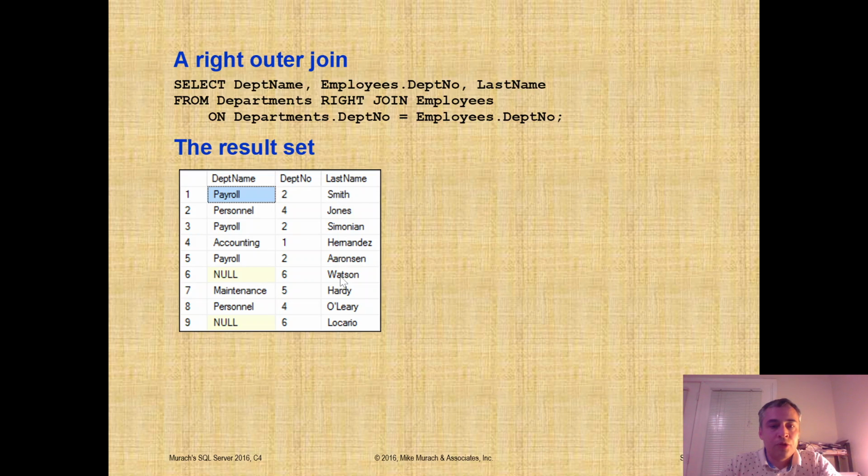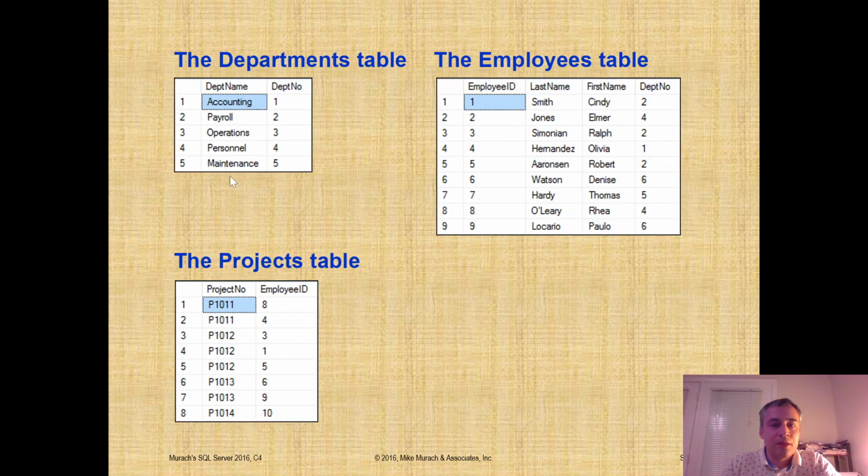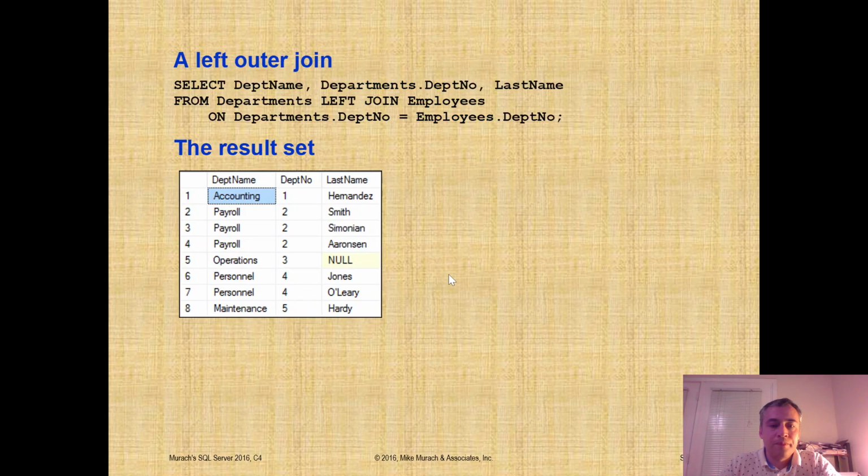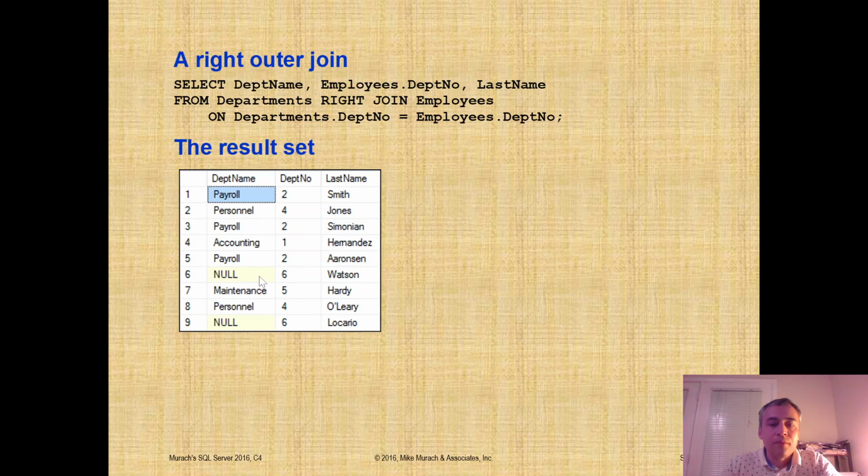So look through this, last name Watson, department number 6. There is nothing in the departments table with number 6. We can scroll back and see that our departments go from 1 to 5. And what is this mysterious department number 6? We don't know. However, it's a good way to see what the right join does.